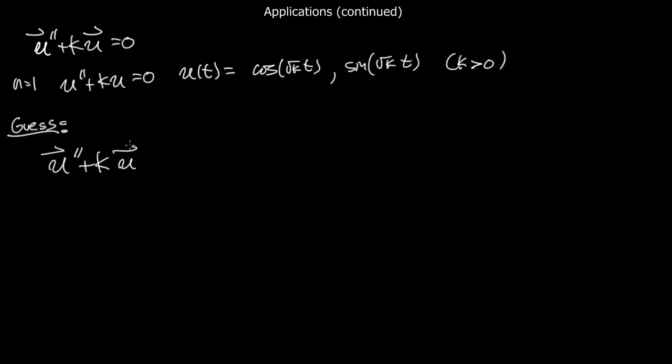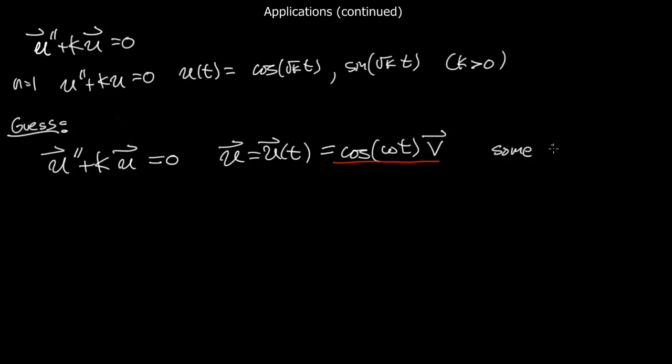And so let's proceed by guesswork, which is always a good thing to do when you're talking about differential equations. You try and guess a solution and see if you can make it work. By analogy with the one variable case, let's try and guess that u of t should be some cosine of omega t times some vector, where I don't know what omega is and I don't know what the vector is, but hopefully I can pick them to make this function a solution to the equation.